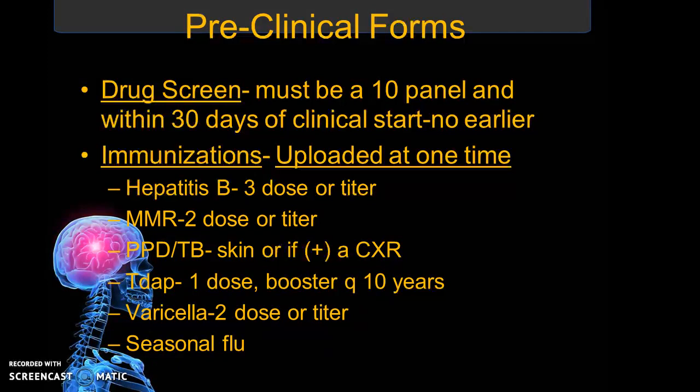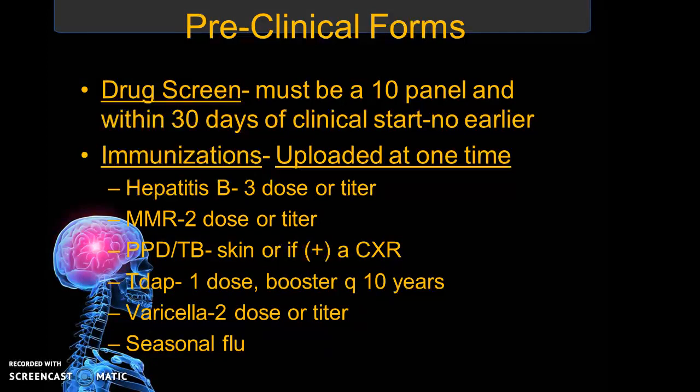Your tetanus, diphtheria, and pertussis is a 1-dose with a booster every 10 years. So look at your immunization. If it's older than 10 years, you will need a booster. Varicella needs to be a 2-dose or a titer. Even if you had the disease, I don't need a note from your mom that says Billy had chickenpox from his sister. You have to have a titer. Again, a blood draw that shows you have immunity.